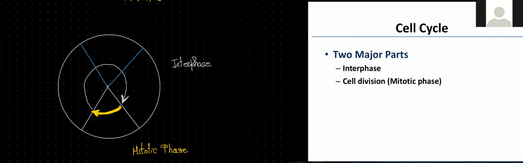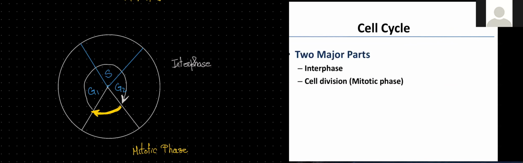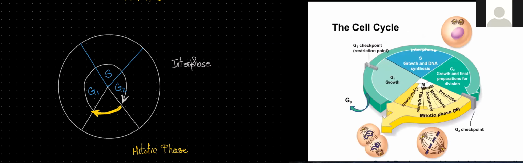which are G1, growth 1, S, synthesis phase, and G2, growth 2. Looking on here, G1 is the time where I'm building up cytoplasm. I will be forming my organelles.